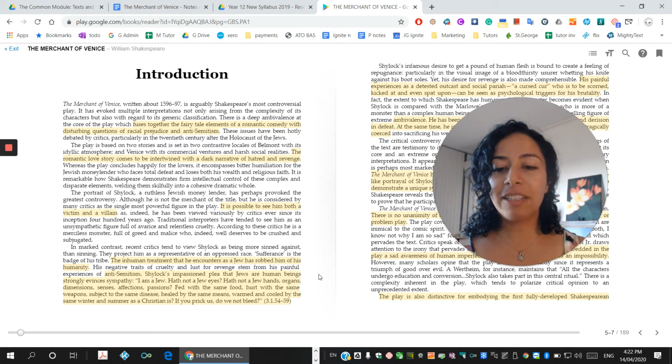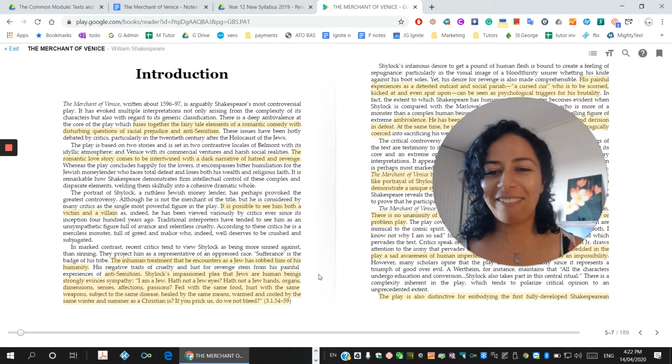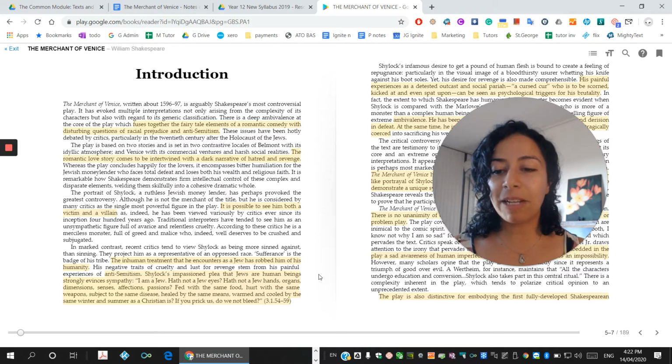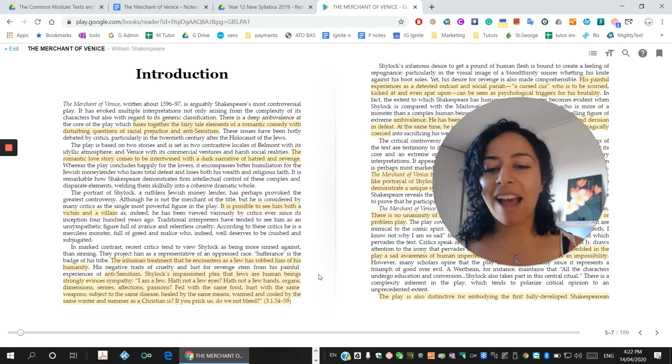So you can definitely see that really different view, such a paradox there, with the fact that he's just a product of an oppressed race. His negative traits of cruelty and lust for revenge stem from his painful experiences of anti-Semitism. And then they even make reference to the text. Shylock's impassioned plea that Jews are human beings strongly evinces sympathy. I'm a Jew, hath not a Jew eyes, hath not a Jew hands, etc. So we know that one.